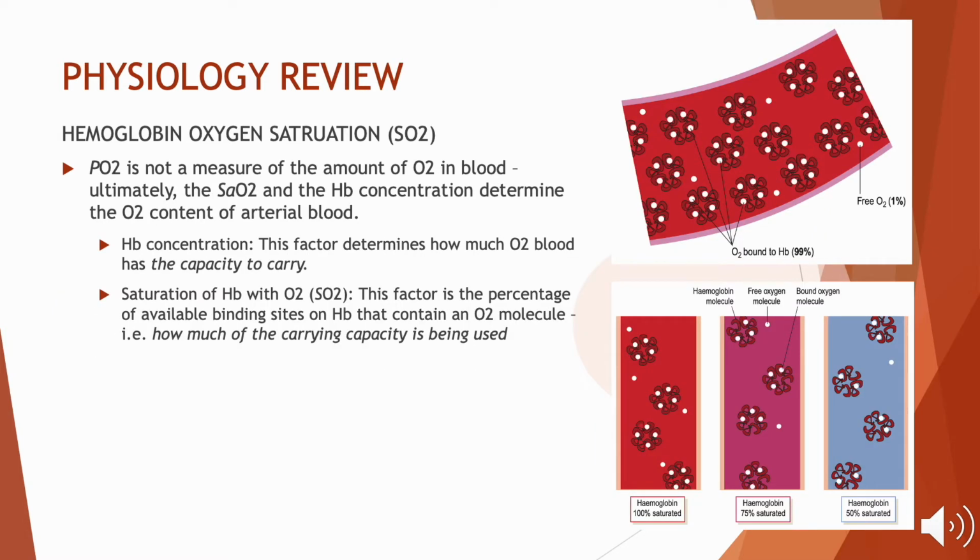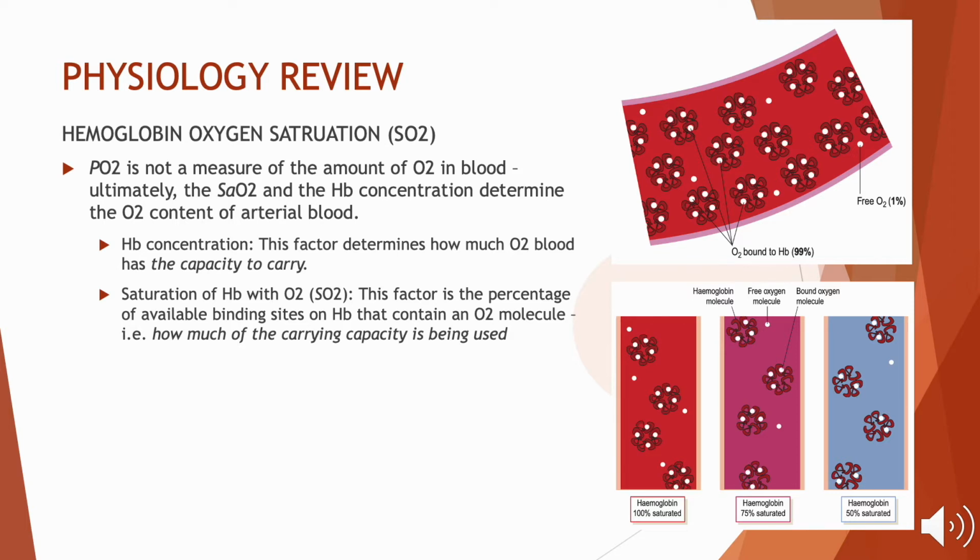Hemoglobin-oxygen saturation. Oxygenation is more complicated than carbon dioxide elimination. The first thing to realize is that the partial oxygen pressure does not actually tell us how much oxygen is in the blood. It only measures free unbound oxygen molecules, a tiny portion of the total. In fact, almost all oxygen molecules in blood are bound to a protein called hemoglobin.